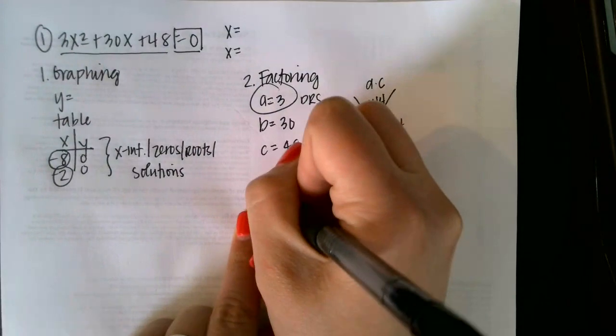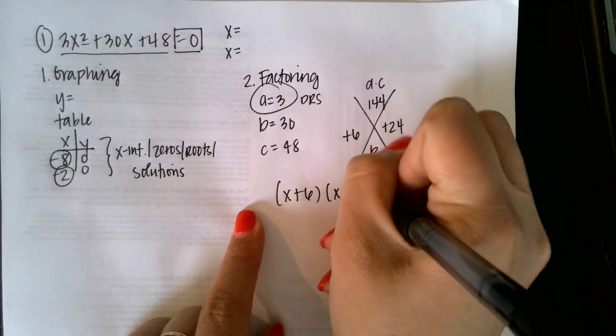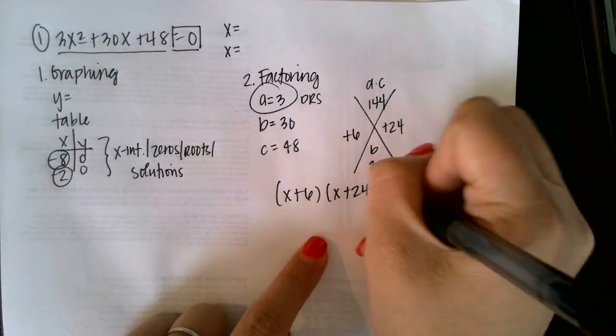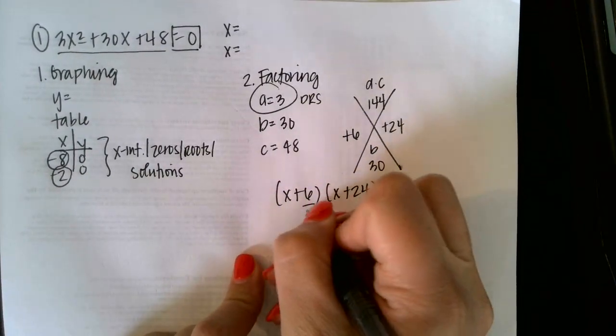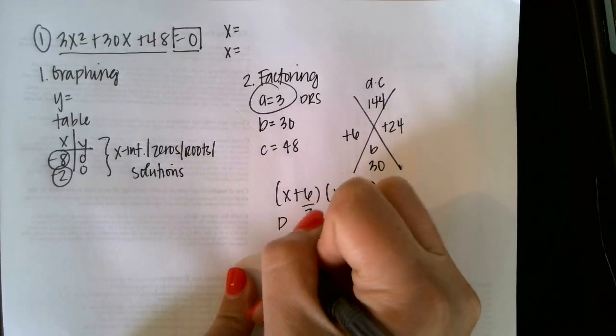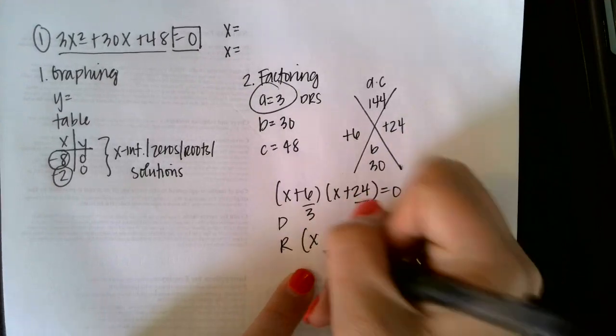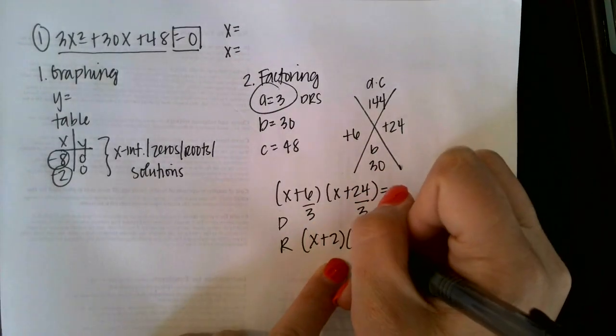Now I'm going to write my factors. x plus 6, x plus 24. And I'm not done yet because I needed to circle this a equals 3 value and divide by a, that's the d for DRS. The r stands for reduce, so 6 divided by 3 is positive 2. 24 divided by 3 is positive 8.